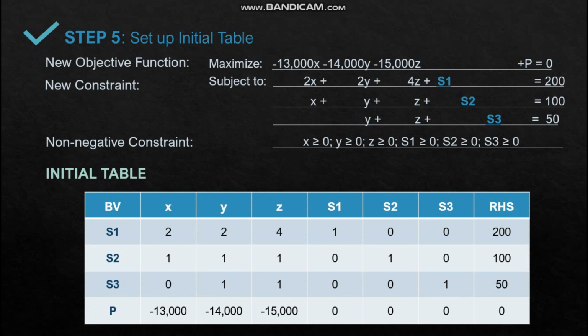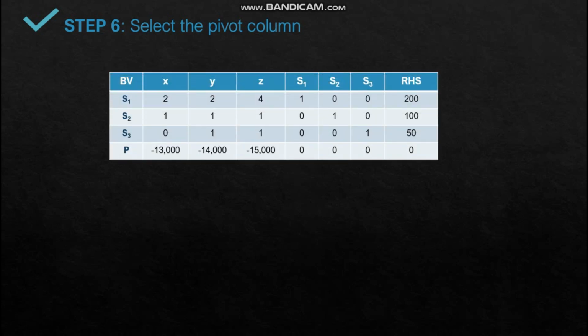Lastly, for P: x is negative 13,000, y is negative 14,000, z is negative 15,000, and s1, s2, s3, and RHS are 0. Now let's proceed to step 6. For step 6, we will select the pivot column. To find the pivot column, we will be looking for the lowest number.